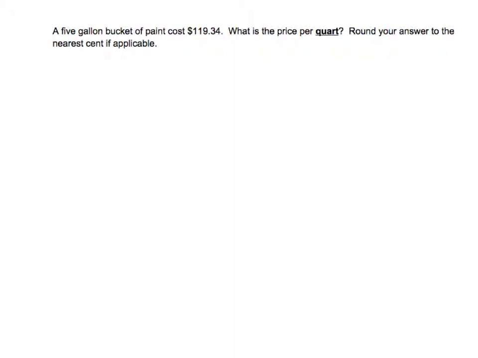All right, so this says a 5-gallon bucket costs $119.34. What's the price per quart? So this is important because we're given in gallons, but we want quarts. So first thing I would do is I would take this 119 and figure out how much that is per gallon. So we're going to first divide it by 5.